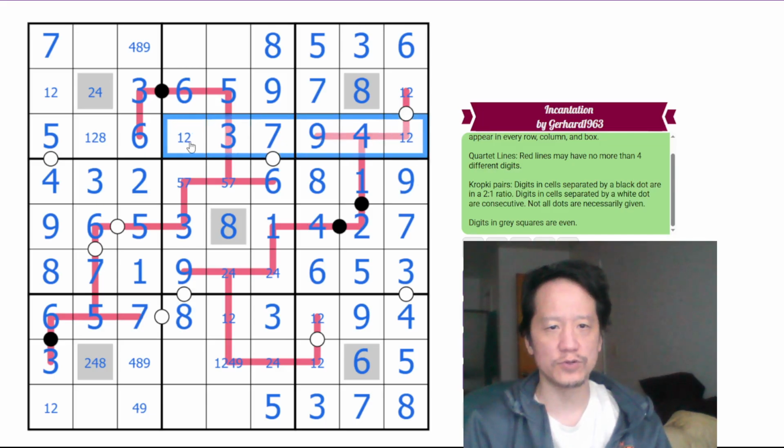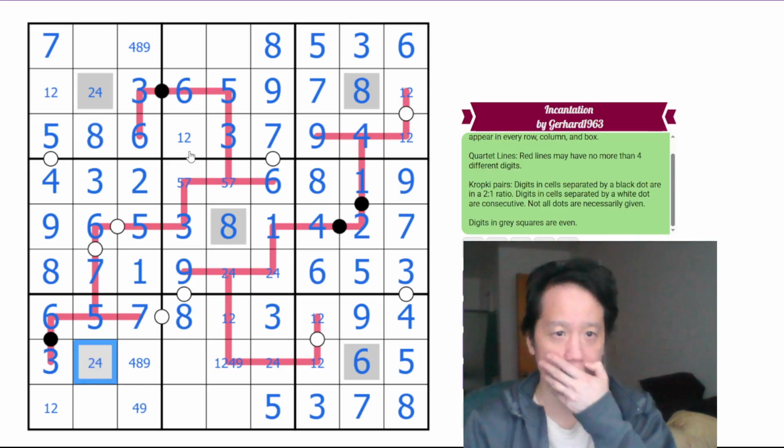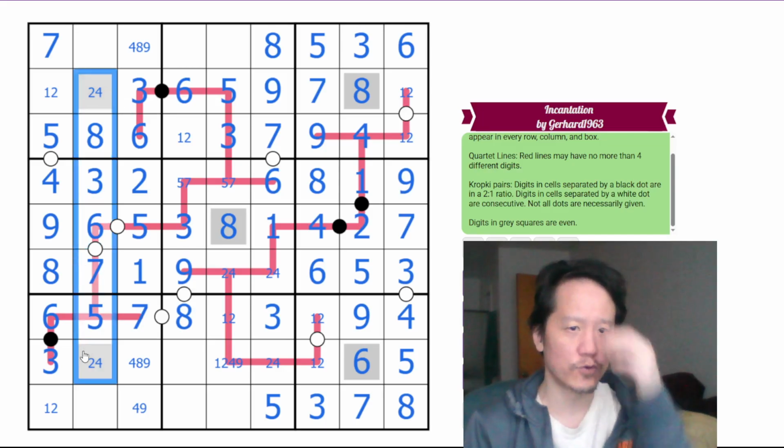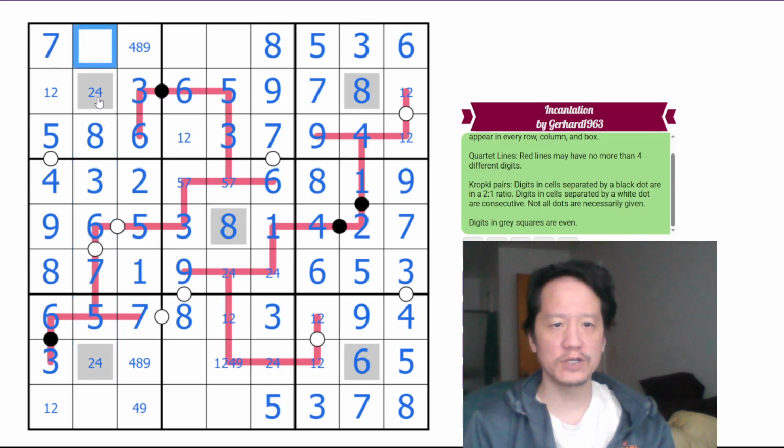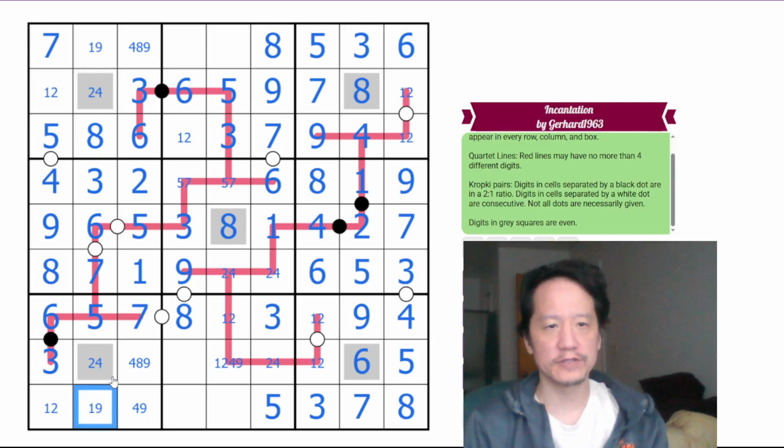We have a 1, 2, 1, 2 pair now in row 3, which eliminates 1 and 2 in the rest of the row. Therefore, this can't be 1 or 2. This is 8, and that means this can't be 8. We have a 2, 4, 2, 4 pair in column 2, which eliminates 2 and 4 in the rest of the column, which leaves us 1 and 9 remaining. This is 1 or 9, this is 1 or 9, this cannot be 8.